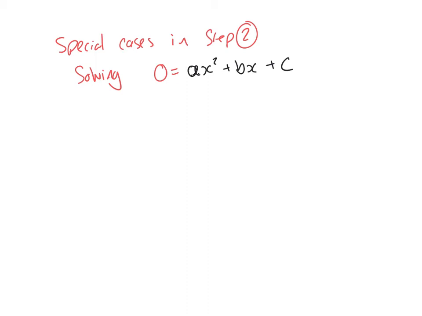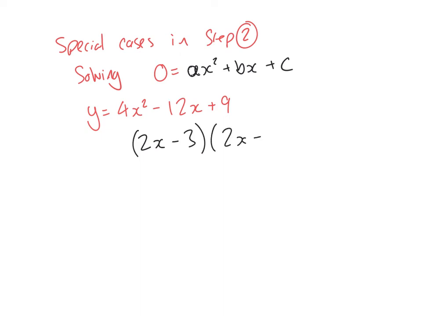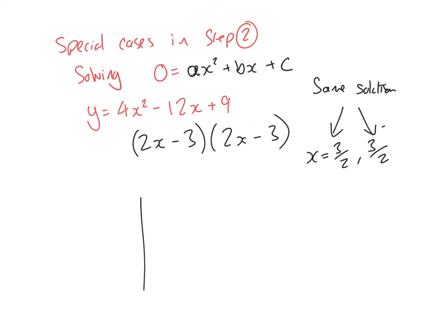Okay, after those examples, just a couple of special cases, and they involve step 2 in particular. If I give you this quadratic here, we can factorize it, and you would get 2x minus 3 and 2x minus 3. Now the key here is that they both give you the same value of x, 3 over 2, or 1.5. So the same solution, that's what this special case deals with. How do we have a graph that crosses twice at the same point? Well, there we go. I've just drawn one.